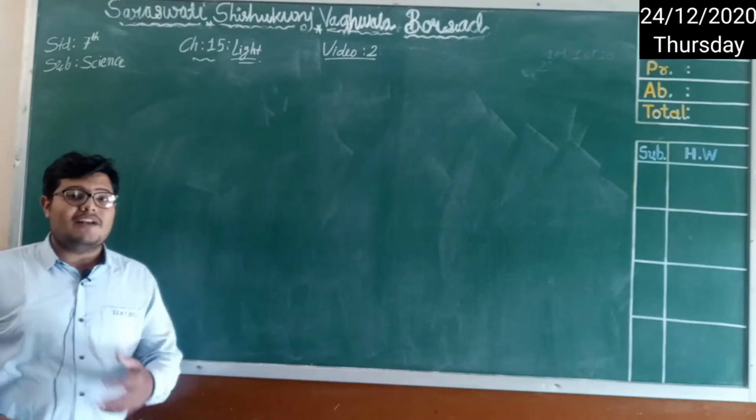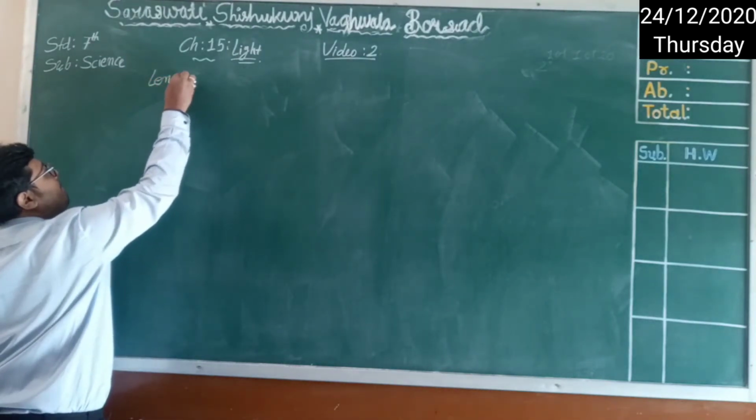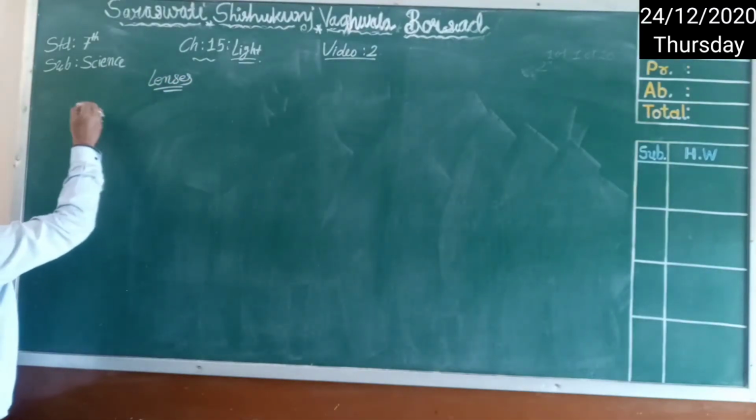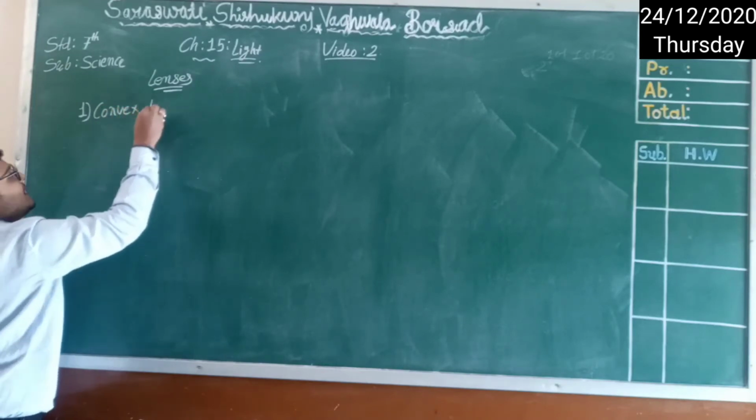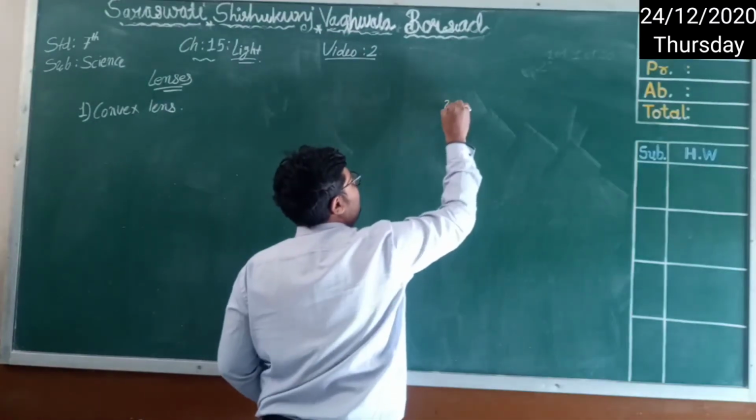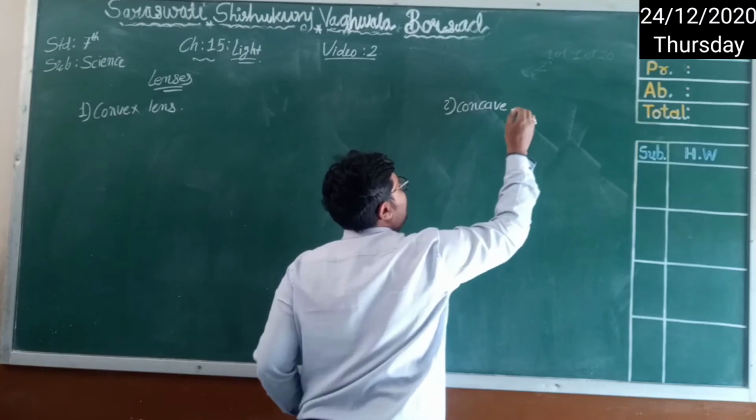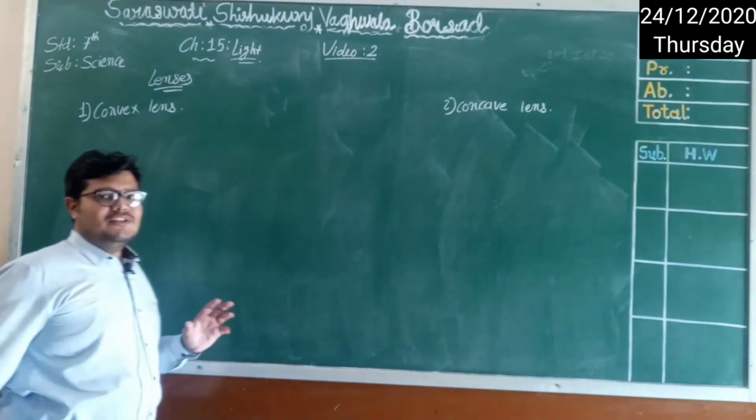Now let's talk about lenses. There are also two types of lens. First one is convex lens and second one is concave lens, right? So here let's talk about the shape of both.